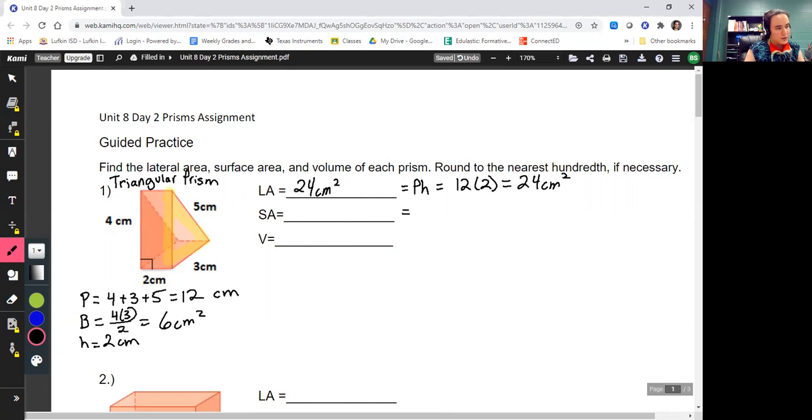Then we're looking for our total surface area. The total surface area formula is perimeter times height plus 2 times the area of our base. So we're going to do 12 times 2 plus 2 times 6. And that gets us 36 centimeters squared.